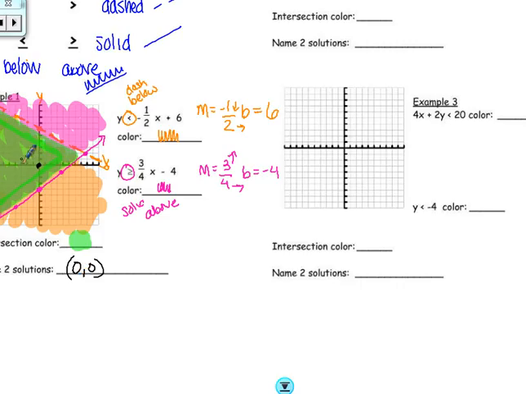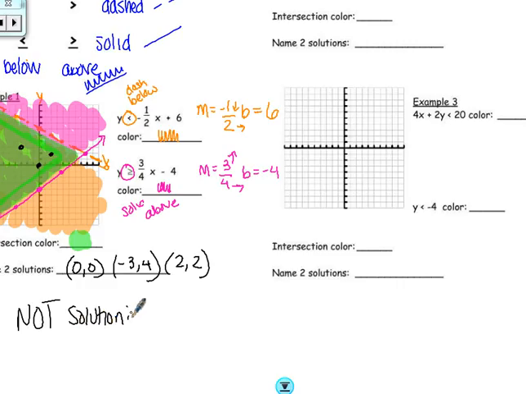-3, 4 is a solution. So you want to pick points that are in the overlapping section. 2, 2 is a solution. Okay? What's not a solution?